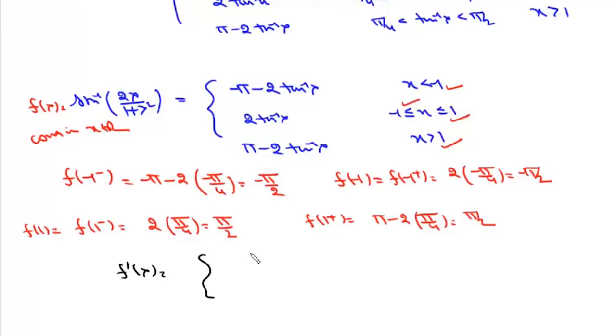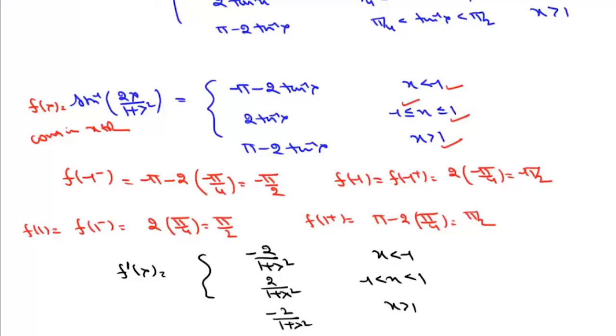Now if we find f dash x, it will be minus 2 upon 1 plus x square when x is less than minus 1, and 2 upon 1 plus x square when x lies between minus 1 and 1, and again minus 2 upon 1 plus x square when x is greater than 1.